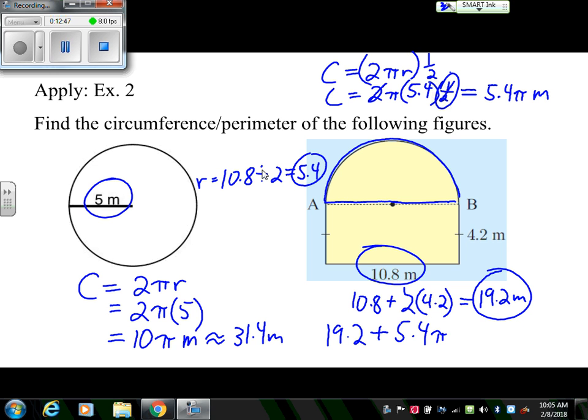And now we just have an expression for our answer similar to what we did on the previous one when we had x's involved. Or we can round this and get a decimal. And all I'm going to do is just type 19.2 plus 5.4 times the pi key on my calculator. And I end up with 36.2 approximately.